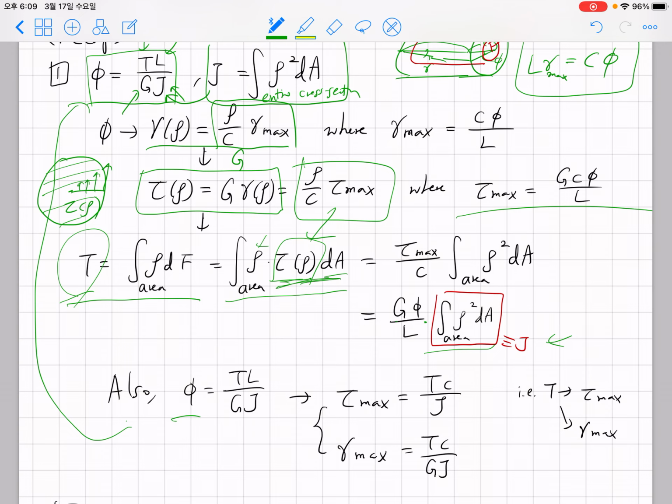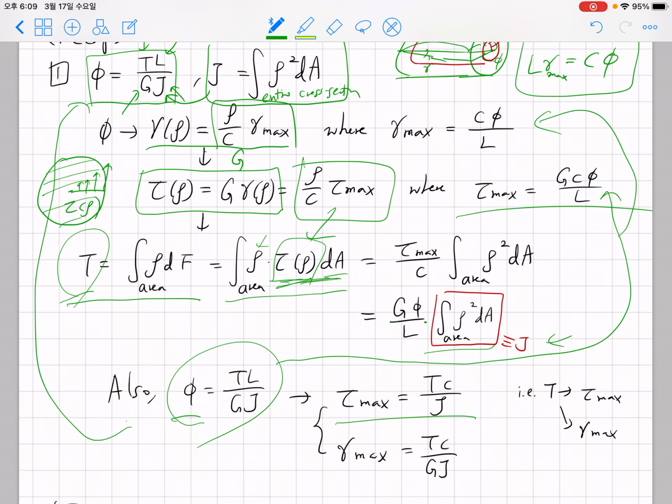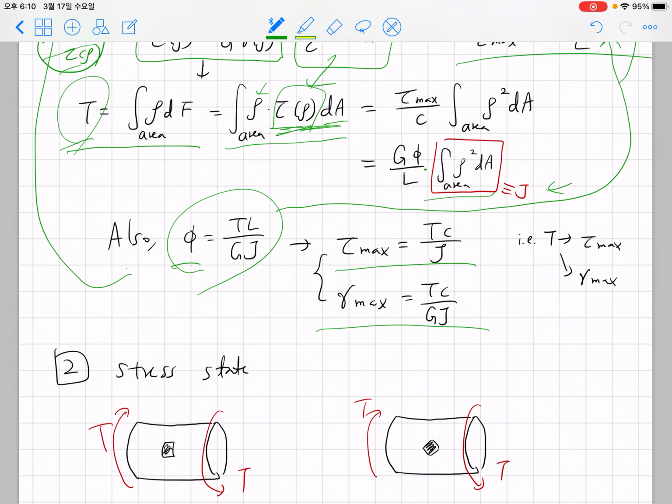After obtaining the twist angle phi, if we plug this phi in, you can obtain the maximum shear stress and maximum shear strain over the volume, and this gives us entire information about the macroscopic overall torque T and the distribution of shear stress and shear strain on the entire sample. So this is what we have derived for torsion loading and the deformation due to torsion.